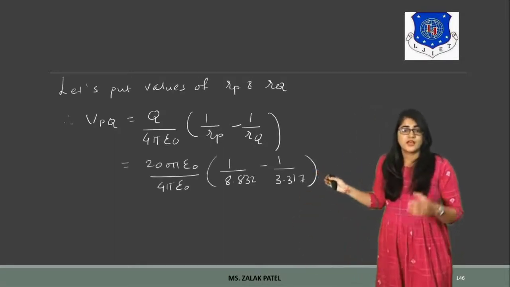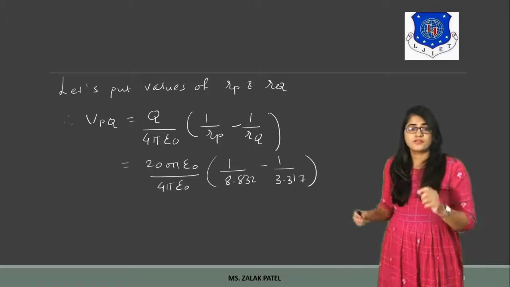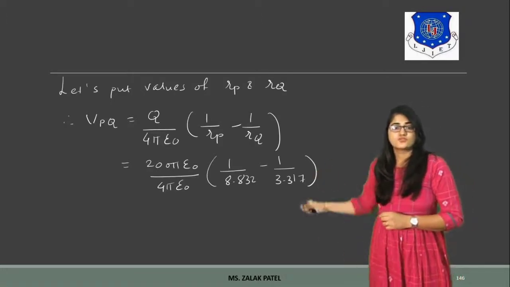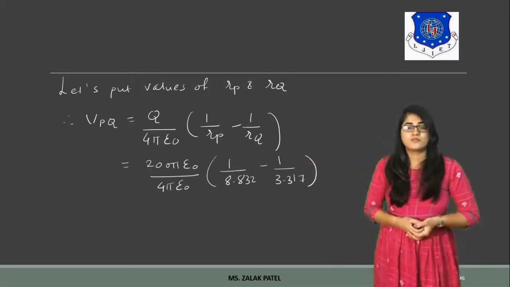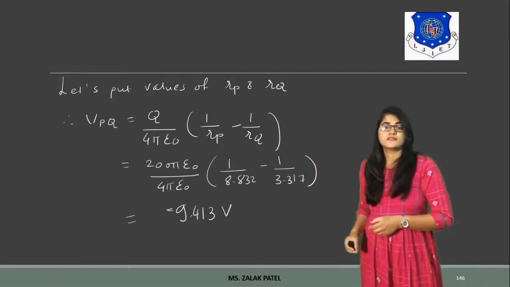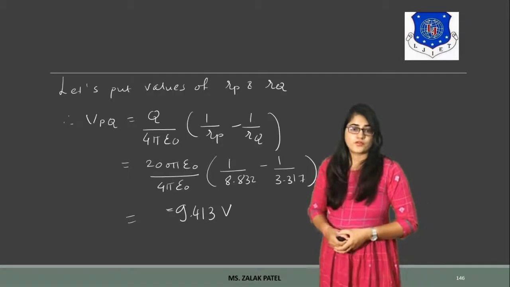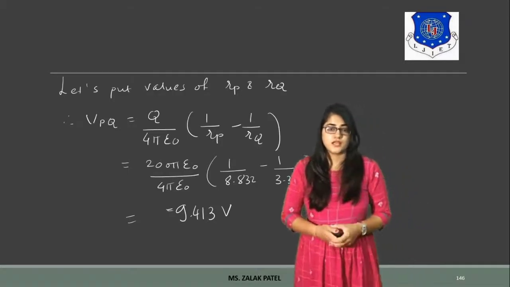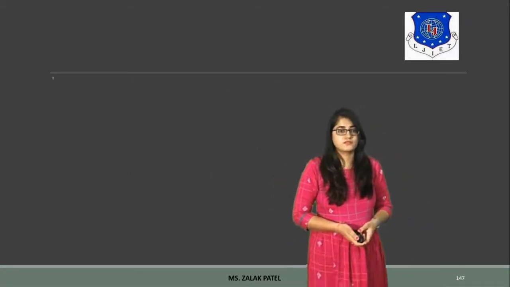So it will look like this. Here the potential charge is given as 200 pi epsilon 0. So pi epsilon 0 will cancel out, and we get the answer for VPQ as 9.413 volt. This is our answer for the first case. Now let's do it for the second case.